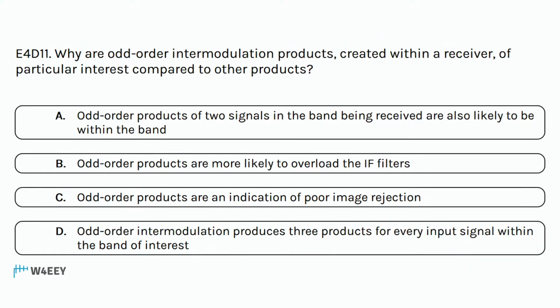Tricky one. So why are odd order intermodulation products created within a receiver of particular interest? Alpha. Yeah, they're going to be close into the fundamental frequencies, so they're the pesky ones. Odd order products of the two signals in the band being received are also likely to be within band.